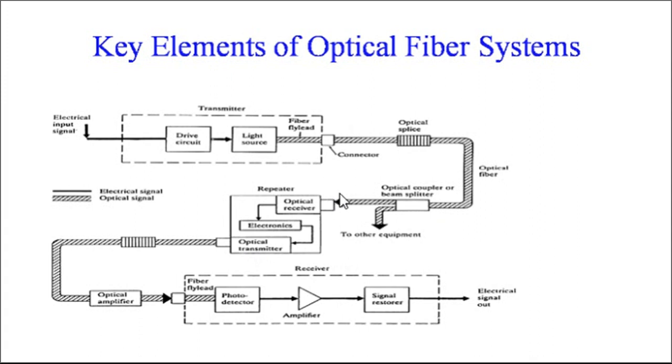Then in the regenerator: optical receiver, electronics, optical transmitter. Again the connectors. This is nothing but an optical splice. Then optical amplifier, connector, and this is nothing but the receiver. In the receiver: optical fiber fly lead, photodetector, amplifier, signal restorer, and electrical signal output. Here is the solid line; you can call it the electrical signal, and such type of dashed lines we can call optical signals.